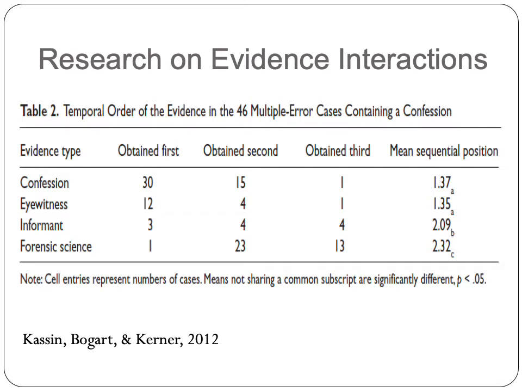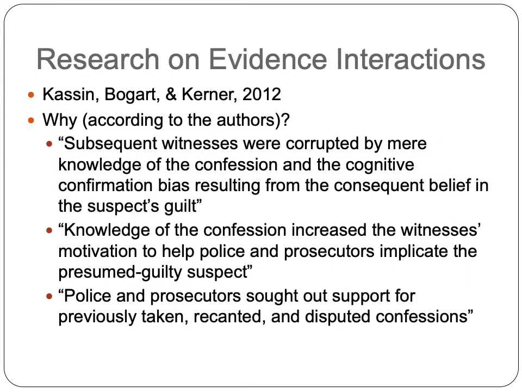A confession, like we've talked about before, being the most damning. So in some research on evidence interactions, they found that, why? Why is this happening? Why is it that this evidence interaction happens? There are a couple different theories here by the authors. Subsequent witnesses were corrupted by mere knowledge of the confession and the cognitive confirmation bias resulting from the consequent belief in the suspect's guilt, right?